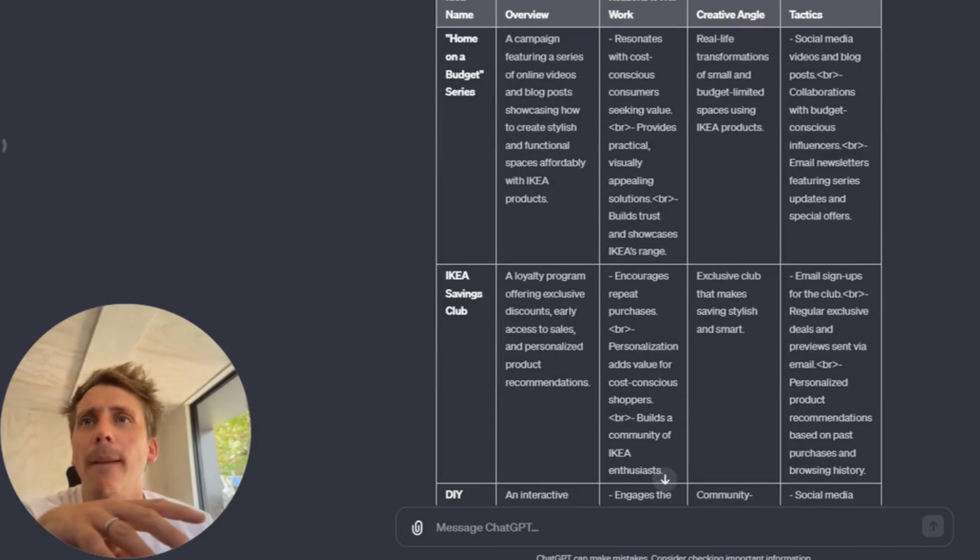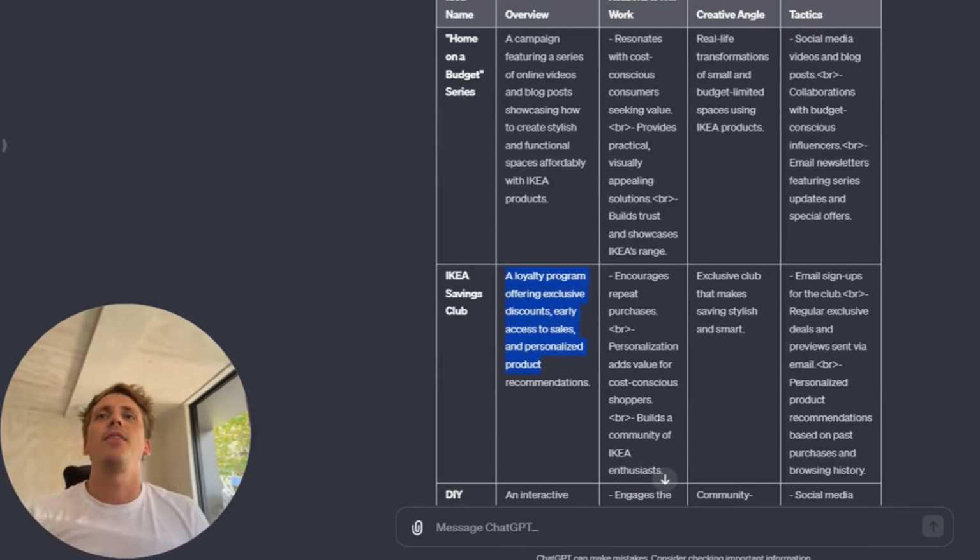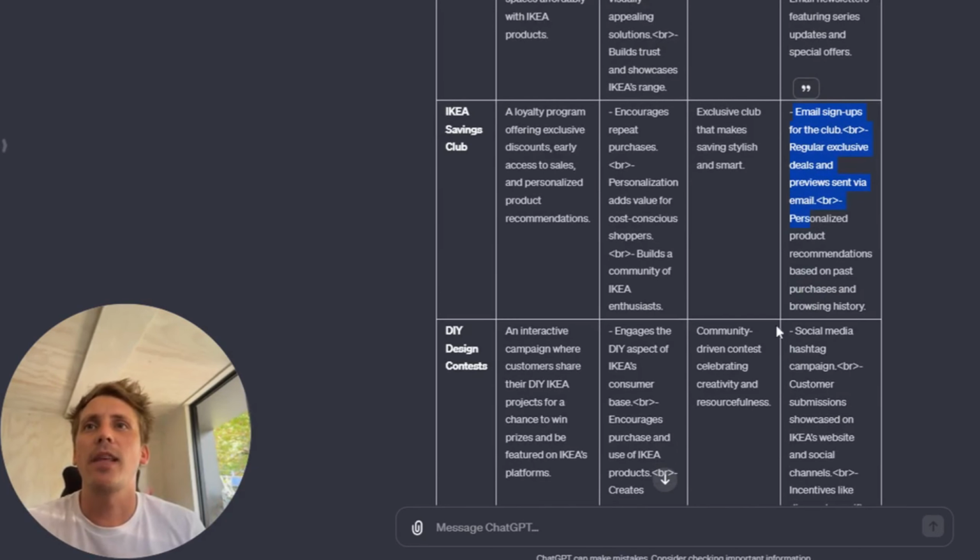IKEA Savings Club. Okay, interesting. I don't know if IKEA does anything like this. Again, this is going to be a big organization changing idea, but if you're a smaller brand, this might be something to consider. And then tactically how we execute that.